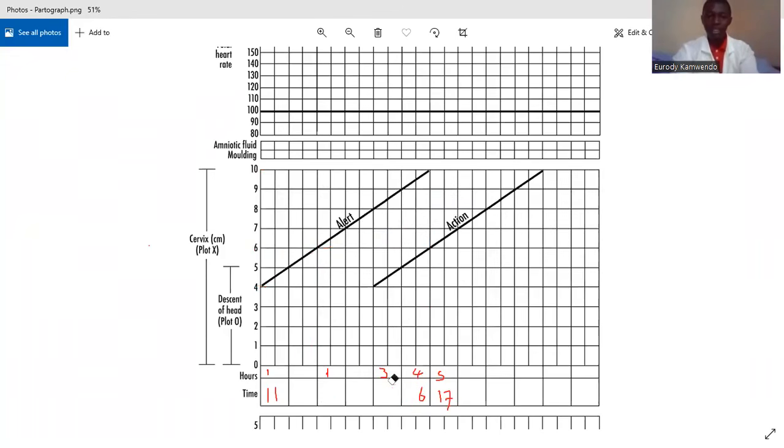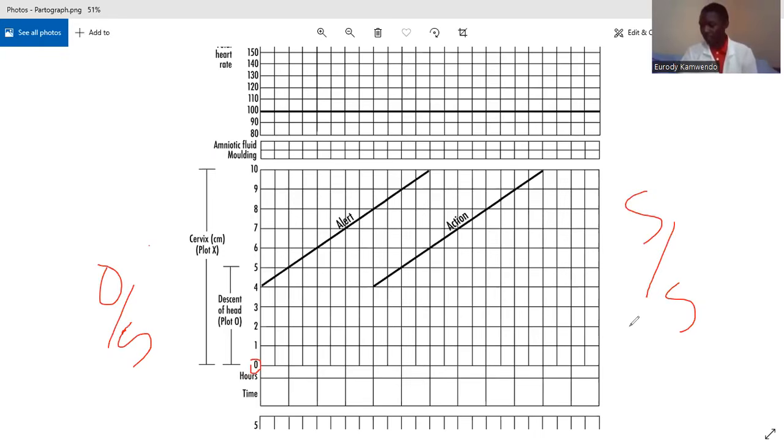So after you plot those figures, the next thing that you need to do as well is to check the descent. When it comes to the descent, it is either 0 over 5, at this particular point, it means that the fetal head is completely in the pelvic brim and this baby literally is ready to come out. But a descent of 5 over 5 means that this baby is still very far from coming out. And the reason we use 5 as the figure is because we are using our 5 fingers to measure descent.